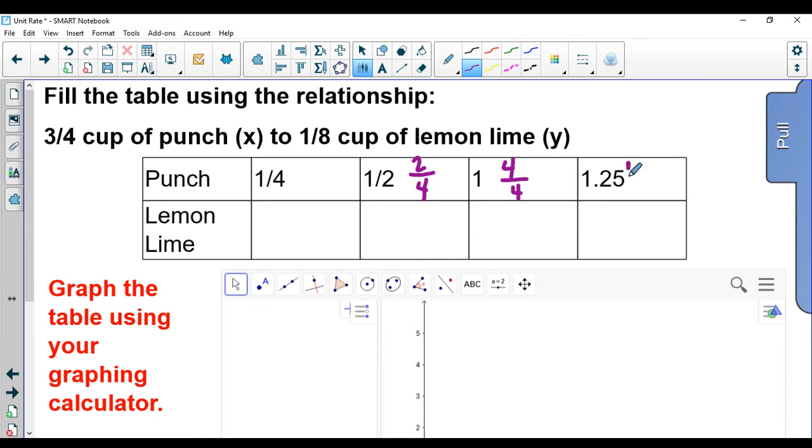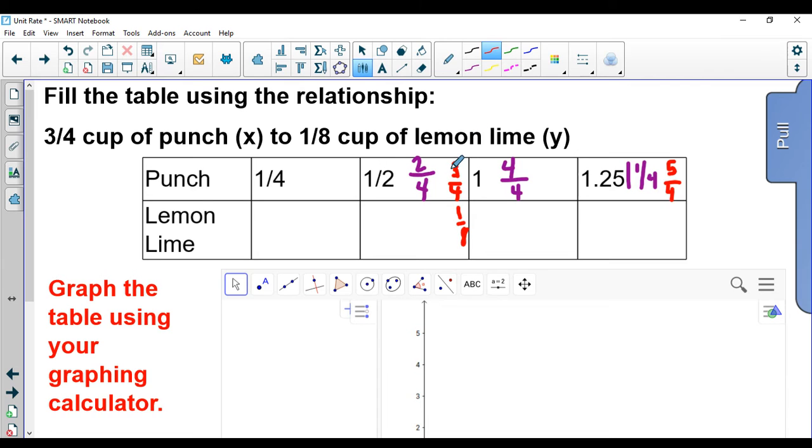Now 1.25 is the same as 1 and 1/4. And that is, if I change it into an improper fraction, so 4 times 1 is 4, plus 1 is 5, and my denominator stays the same. And now I'm going to put this relationship here in the table just so I can see where it goes. So I have 2/4, 4/4, so I know 3/4 goes between them. I know 1/8 is right here. And this is going to help me as I am figuring out what these missing numbers are here.